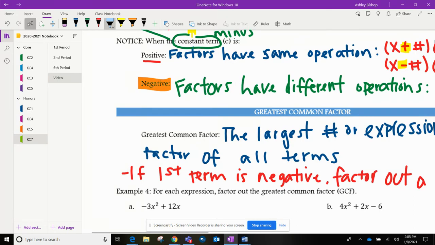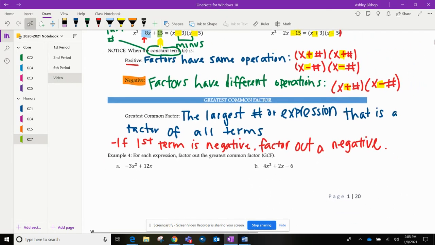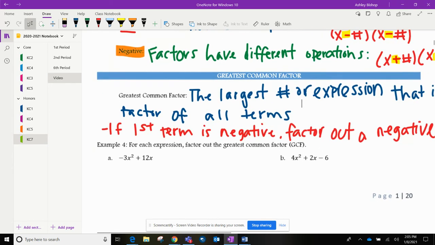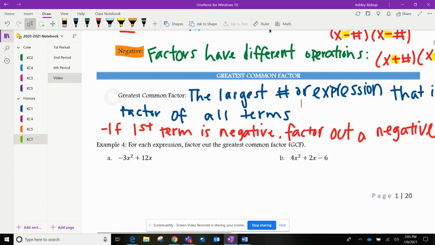Then we are going to talk one more thing about the greatest common factor. I already went ahead and wrote down what the greatest common factor is, so you may want to pause it and write it because I'm going to keep talking. But after you pause and write the definition, let me explain it. The greatest common factor is the largest number or expression that is a factor of all terms. Sorry that my handwriting is so sloppy right here.